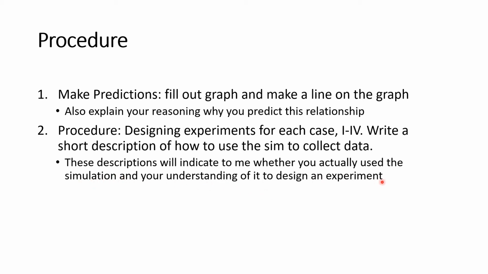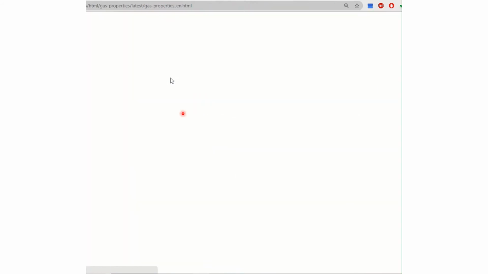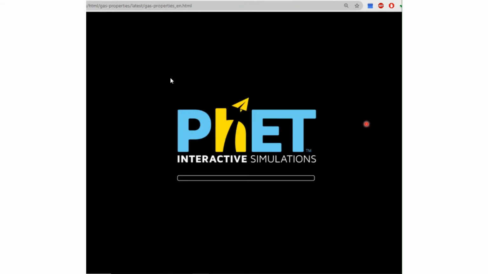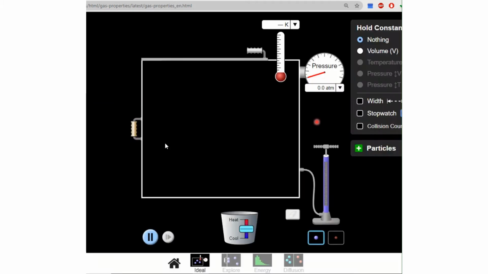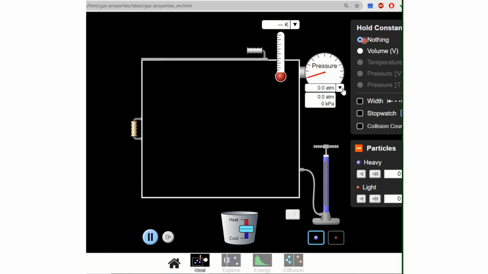But from here, I'll show you how the simulation actually looks and all the different things that you can adjust. Okay, so here I opened up lab 7 and then I clicked the link for the simulation. Obviously I want you to do the making predictions first and then open this up, but I opened it up and clicked ideal. Okay, so here's where you see this little container chamber. There are some things off to the side, some different sections. This is where you can hold things constant.